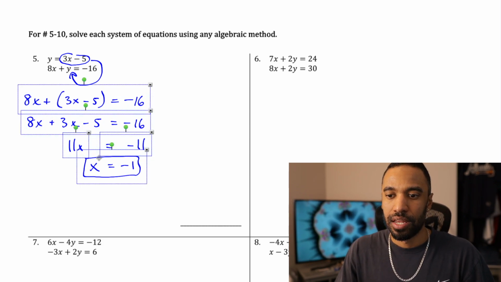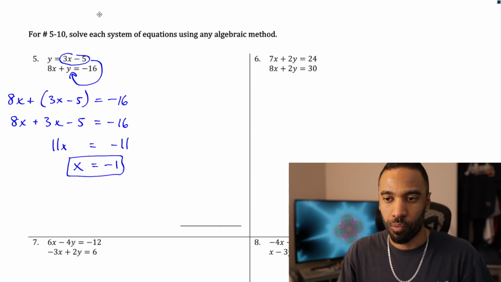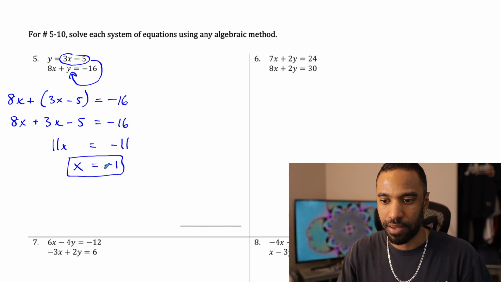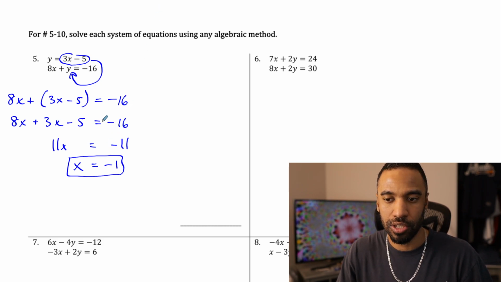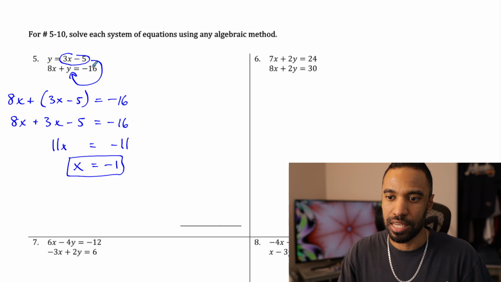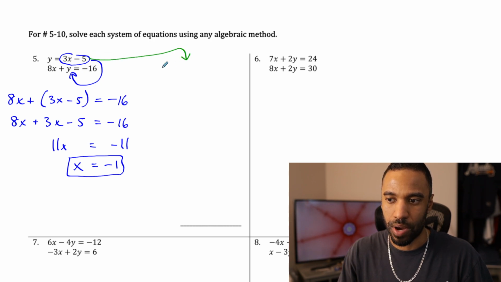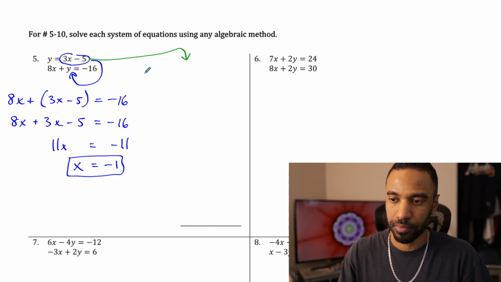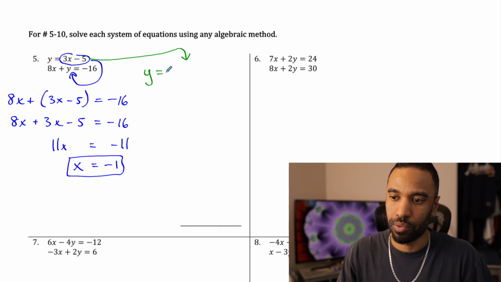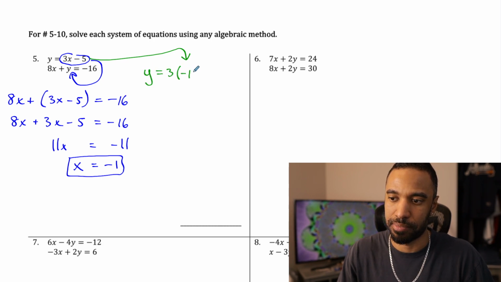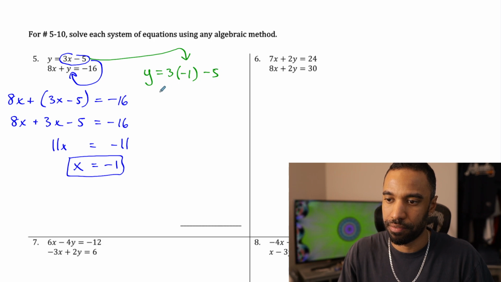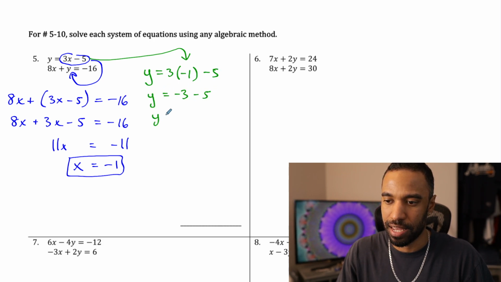Pretty spiffy. Now I need to go ahead and solve for y, given what I have here. I have x equals negative 1. What's the y value? It's best to substitute it in the equation that already has y by itself. This one. So I can do y equals 3 times x, my negative 1, minus 5. And that is negative 3 minus 5, which is negative 8.